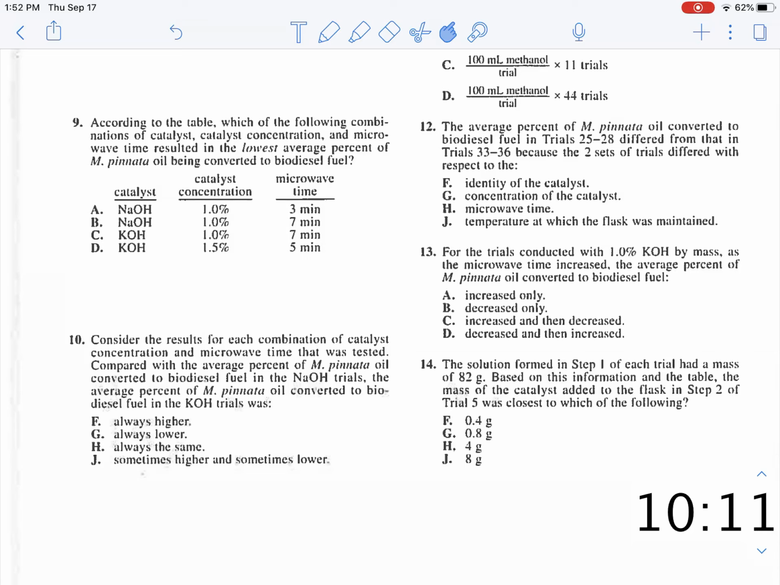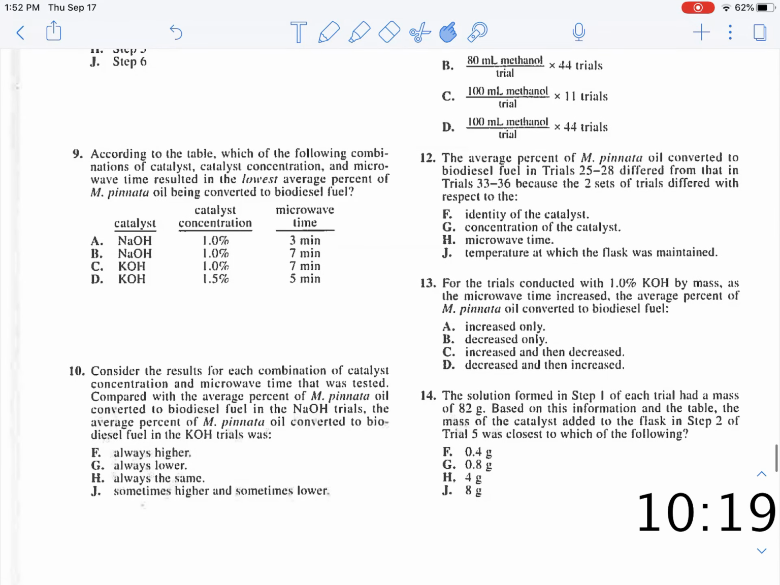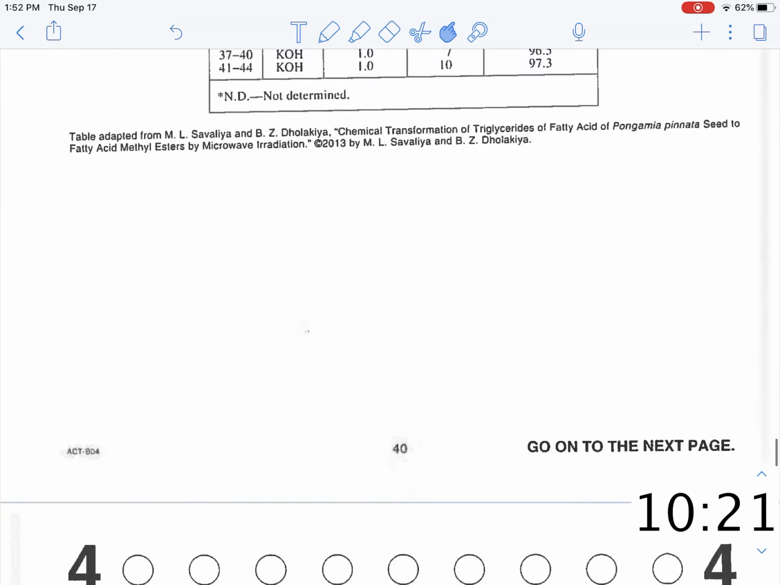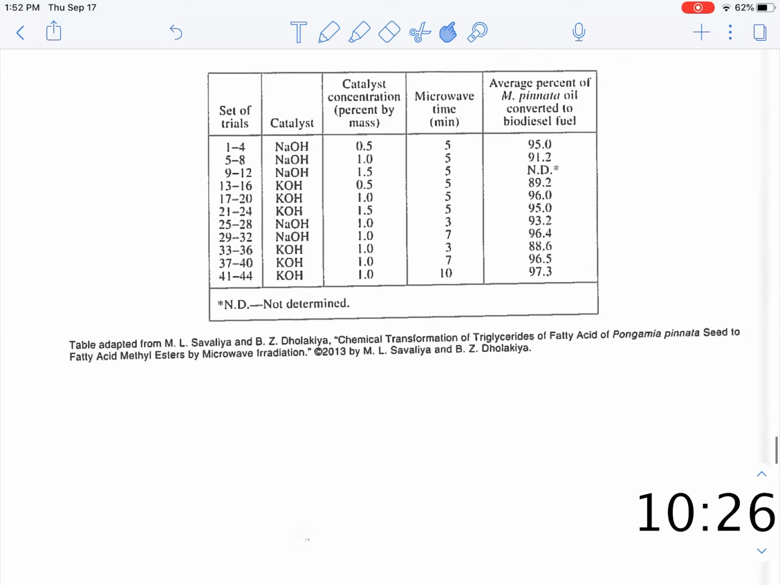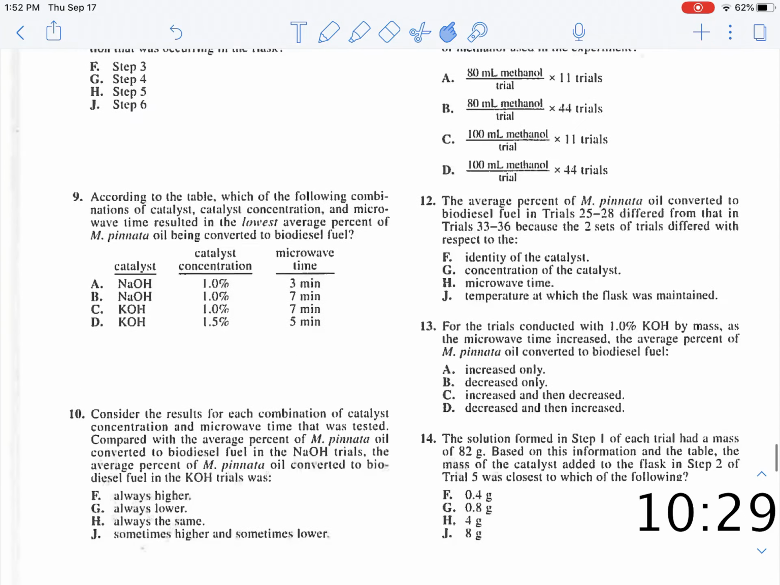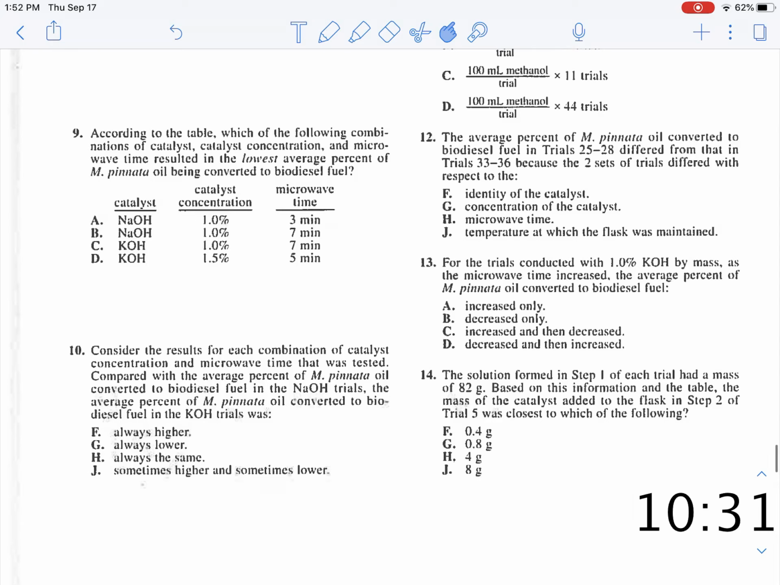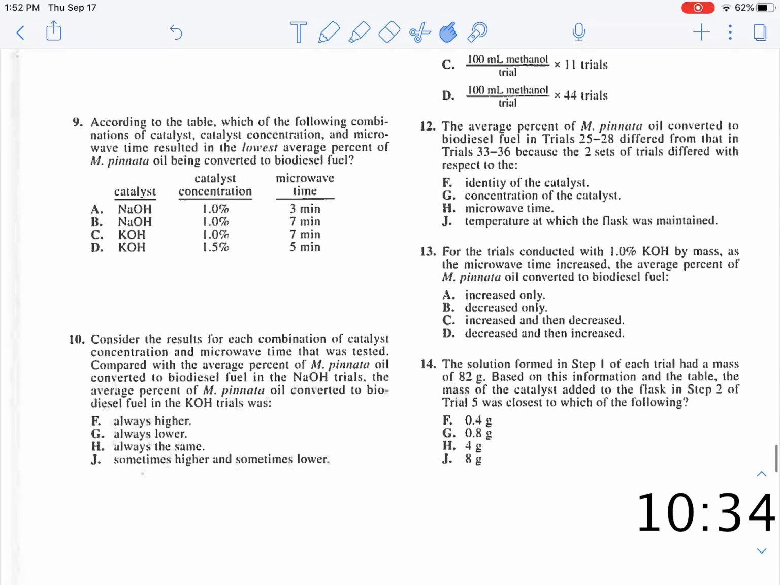The average percent of oil converted to blah, blah, blah. Differed from that because the two sets differed with respect to 25 to 28 versus 33 to 36. They were different catalysts. Yeah. F. The trial is conducted with 1% hydroxide. As the microwave time increases, the average percent, I think it's probably increased only. We'll go back to it though.